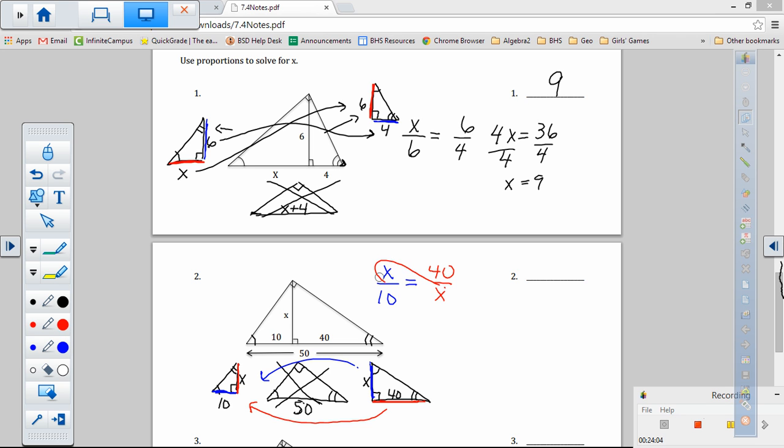I have a mean, a geometric mean. X squared equals 10 times 40 is 400. You take the square root of a perfect square to eliminate it and get x by itself. If you square root one side of the equation, you square root the other, and the square root of 400 is 20.